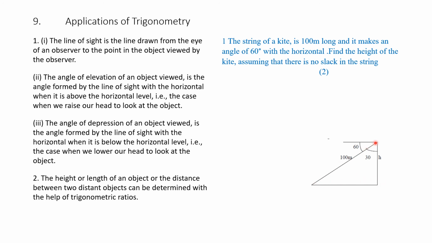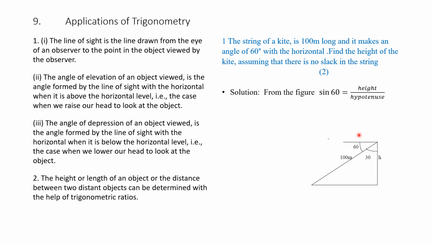So, please see the figure. This is the string. The person is flying the kite here and the kite is flying at this height. We do not know what the height is, but we know the length of string. Length of string is given as 100 meters and angle of elevation with horizontal is 60 degrees. That is angle of elevation. If we look up, here it is 60 degrees. Find the height of the kite.